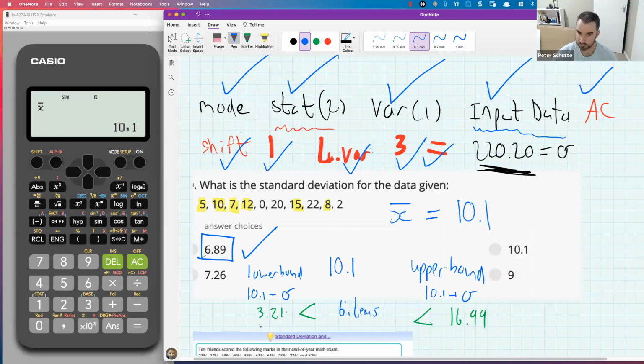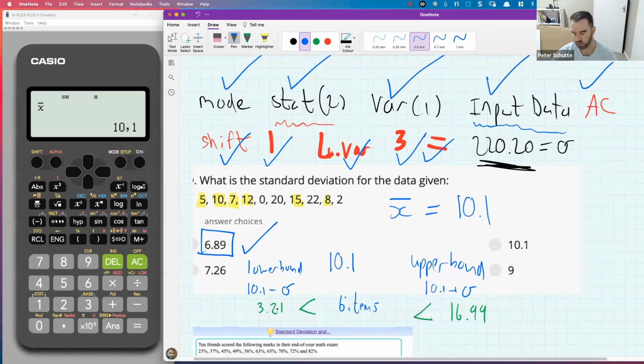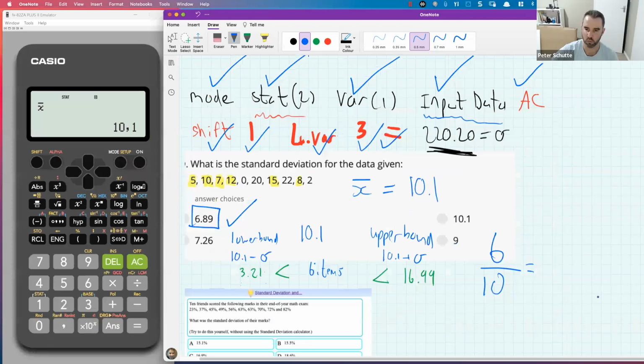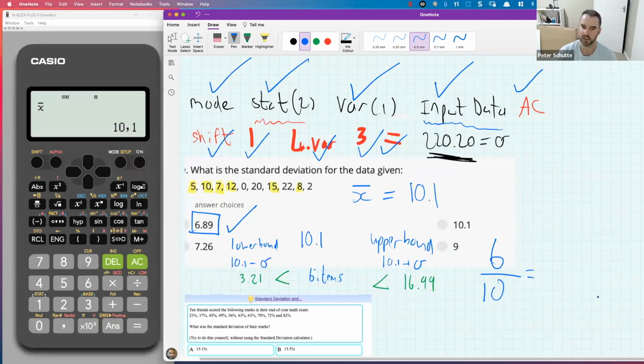deviation of the mean. And sometimes the question will be asked, what percentage of items fall within one standard deviation of the mean? And the way you do that is you say, well, how many items are there? There are 6 items within. How many items are there in total? 1, 2, 3, 4, 5, 6, 7, 8, 9, 10. So what percentage of values fall within one standard deviation of the mean? And we would say that 60% of the values fall within one standard deviation of the mean.